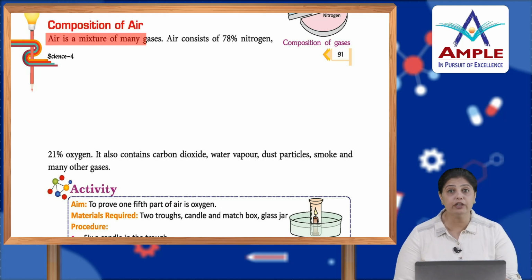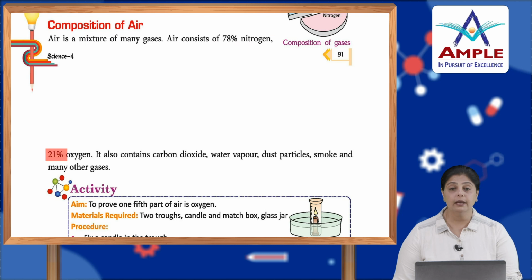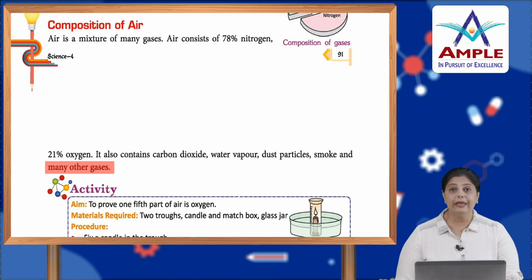So it is a mixture of many gases. It consists of 78% nitrogen and 21% oxygen. It also contains carbon dioxide, water vapor, dust particles, smoke and many other gases. All the other things are in a lesser quantity. The major percentage is 78% nitrogen and 21% oxygen. Everything else is very minimal.